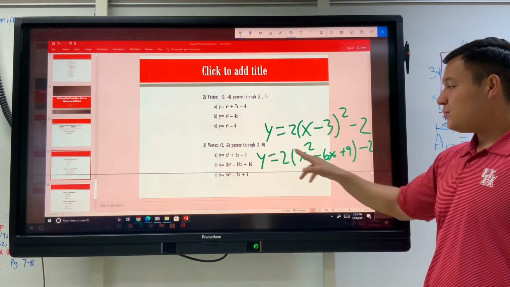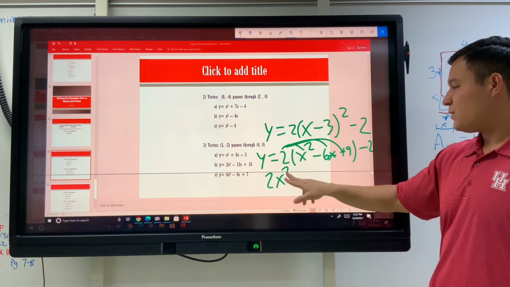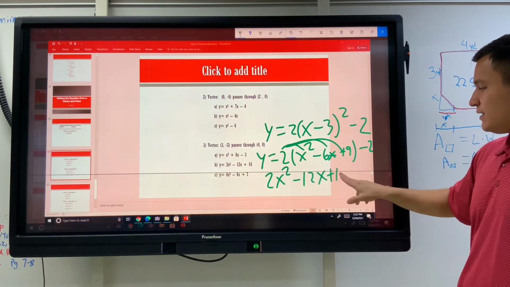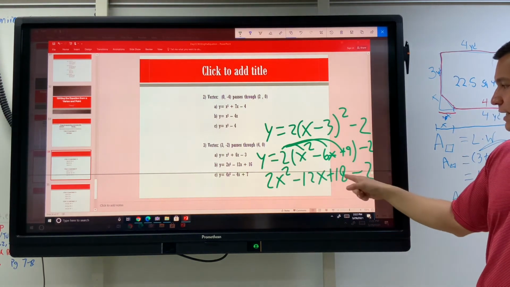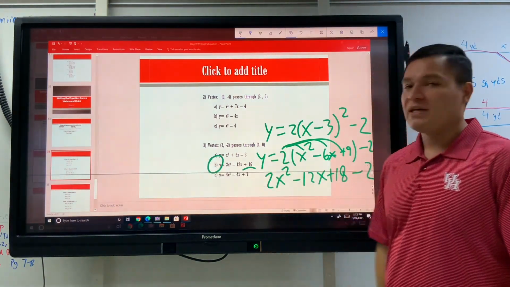That'll be the last thing we do. We distribute this 2 to all things. 2x squared minus 12x plus 18 minus 2. The 18 minus the 2 will make this 16, and there we have our answer.